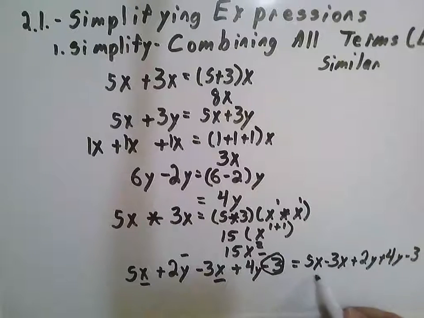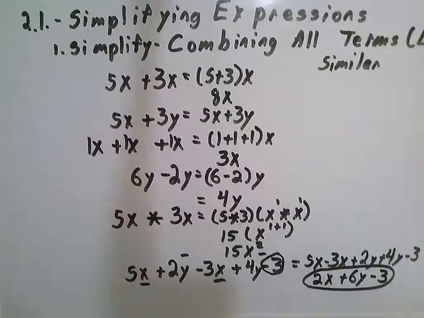So 5 minus 3 is just going to give me 2, and the x comes down. 4 plus 2 is going to give me a 6, and the y just comes down. And minus 3 is my only number, which is also known as a constant. And this is going to be your final answer when you combine those, or basically simplify them.